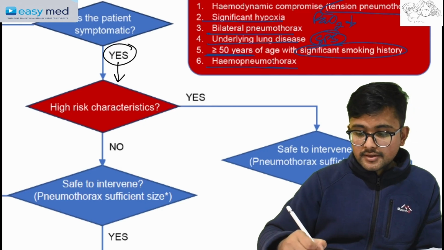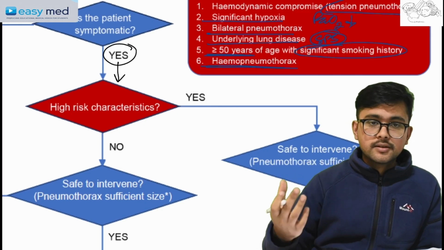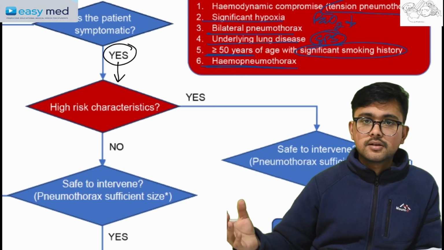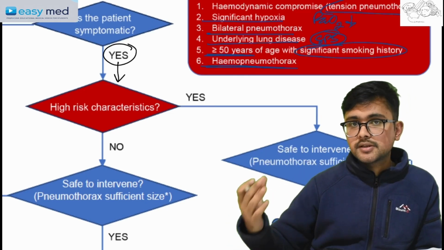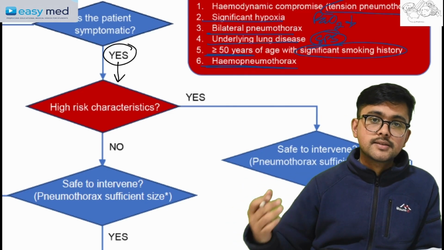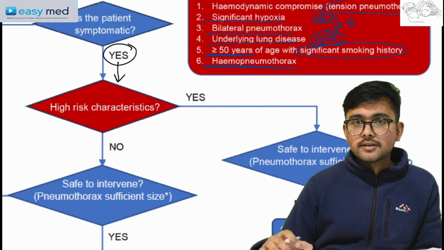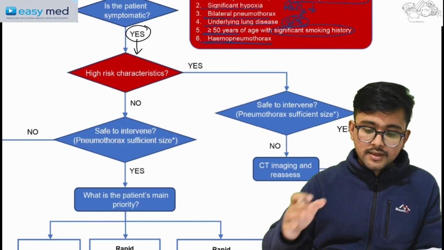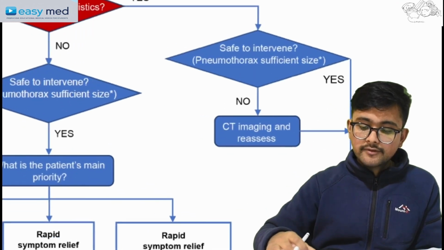And if it's a traumatic pneumothorax, or sometimes even a malignant pneumothorax, if it's not just air but blood is also present in the pleural cavity, meaning the patient has hemopneumothorax, it makes them a high-risk candidate. So if any one of these high-risk characteristics is present, you have to intervene.